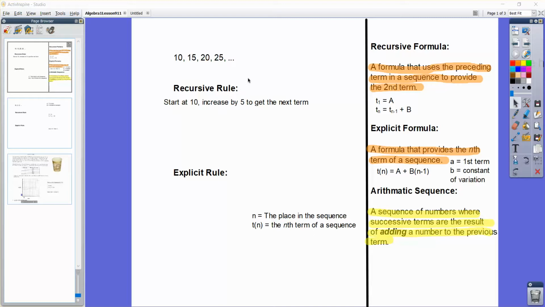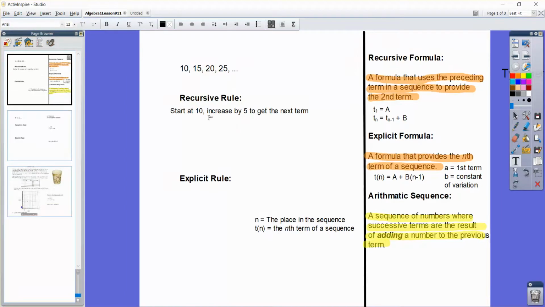So for a recursive rule, we have a verbal model first, which in this case is starting at 10 and then increasing by 5 to get the next term. So every time you go to the next term, you just add 5, add 5, add 5. It's nice and easy. So the way we note that is as follows. Using our standard setup here, we just have to identify the first term in the sequence, which in this case is 10.